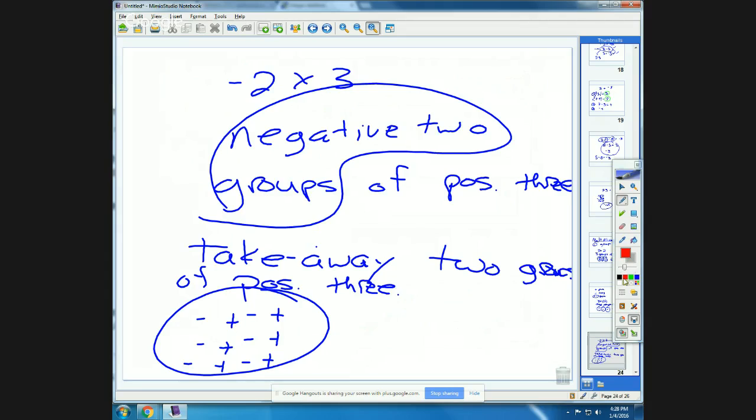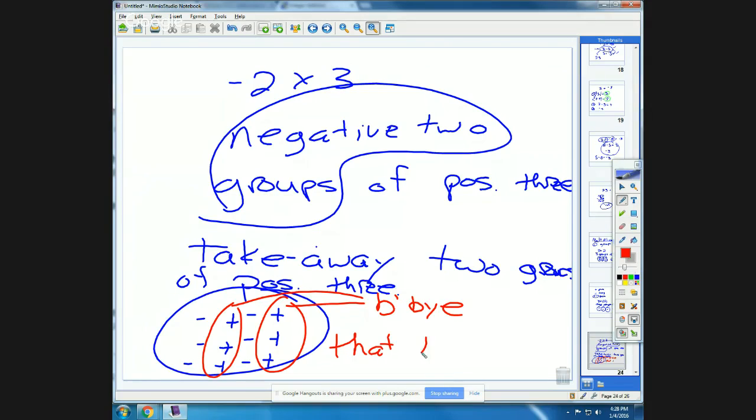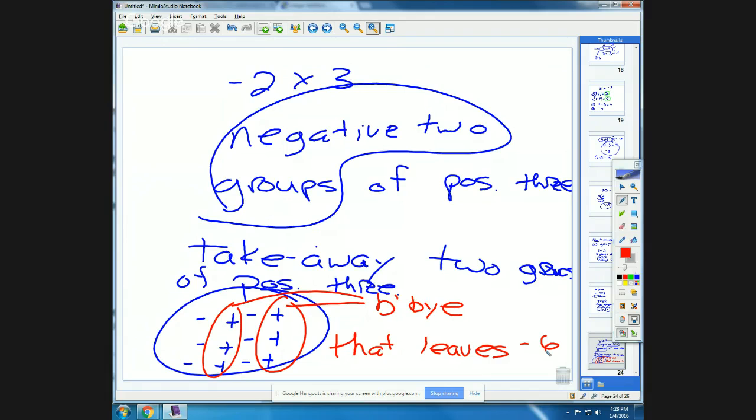So let's see. I need to take away this group and that. What does that leave? -6. Is that an appropriate answer? We did it. We found a way to interpret it. So if there's a negative out in front with the first number, that negative means take away. If there's a negative with the second number, that just means it is a negative number. Try that one more time to see if it works out. That's kind of weird, but it's the way it works with the charged particle model.